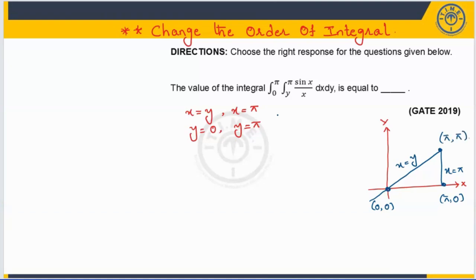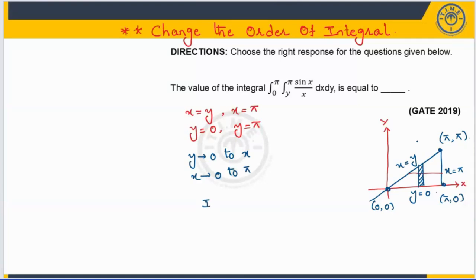Right? So which strip did he take? He took the horizontal strip. As y is there in the limits, those are the limits of x. So he has considered the horizontal strip. So by changing the order, I have to consider the vertical strip. If I'm taking the vertical strip, how is y varying? y is varying from 0 to x. And x is varying from where to where? It is varying from 0 to pi.